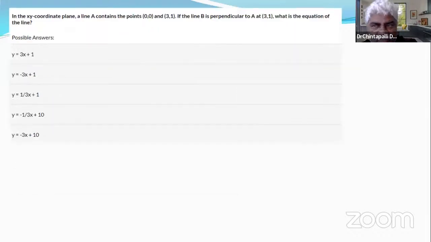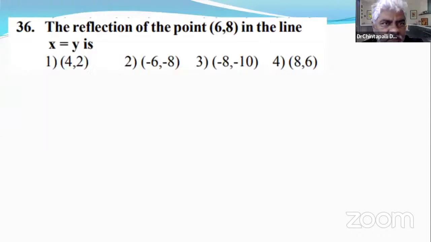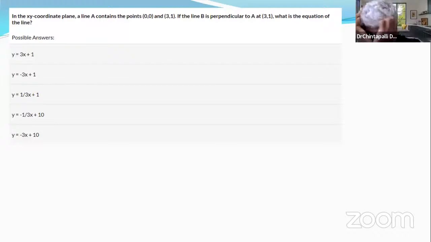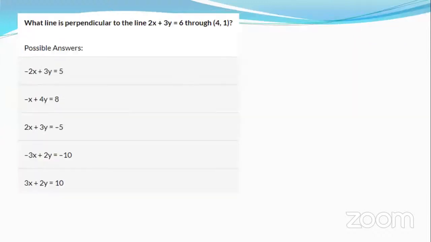I got some questions from SAT sites also. These are related to perpendiculars, and image and foot of perpendicular are similar and belong to the same category.